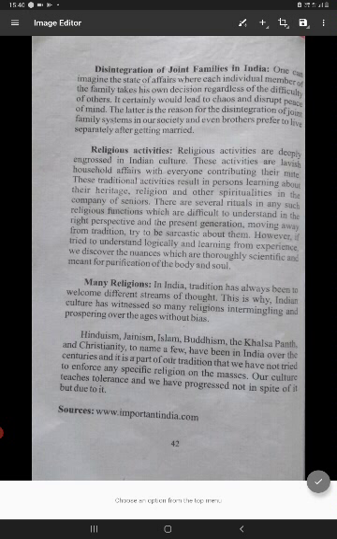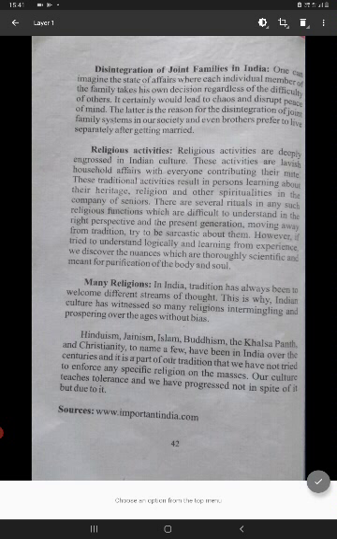And the question comes, why has the joint family system disintegrated in India? One can imagine the state of affairs where each individual member of the family takes his own decision, regardless of the difficulty of others. It certainly would lead to chaos and disrupt peace of mind. The latter is the reason for the disintegration of the joint family system in our society. And even brothers prefer to live separately after getting married.